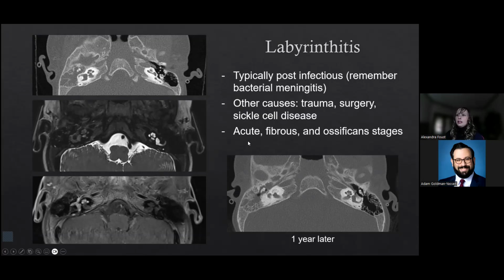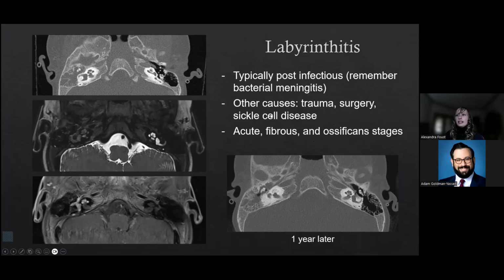You've got an acute stage where you're just going to see some abnormal enhancement in the labyrinth. You've got a fibrous stage where you might still see some enhancement in the labyrinth, but you're also going to start to lose T2 signal in the labyrinth. And then you've got the ossification stage where you actually have bone forming in the labyrinth structures.